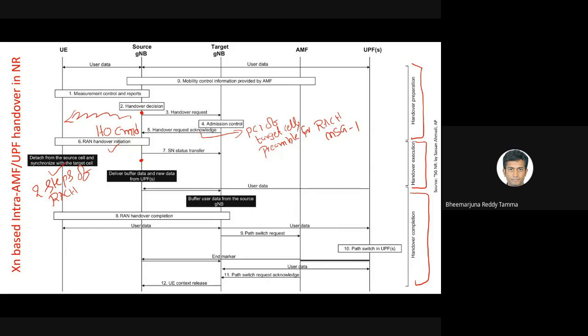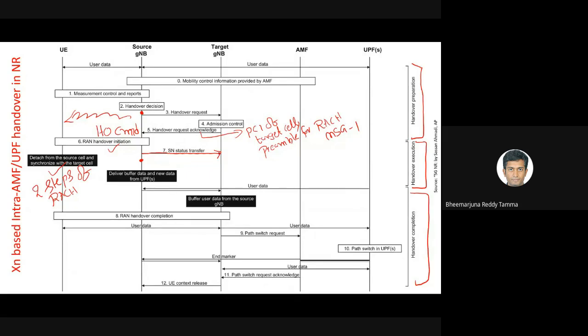And this is the one that I was talking about. Step 7 is where we are providing the sequence number information about the uplink and downlink PDCP entities to the target gNodeB, so that it can resume with the same sequence number in the case of downlink. In the case of uplink, it can check whether there are any out of order packets and other things. And if needed, it can ask, depending on the scenario that you have.